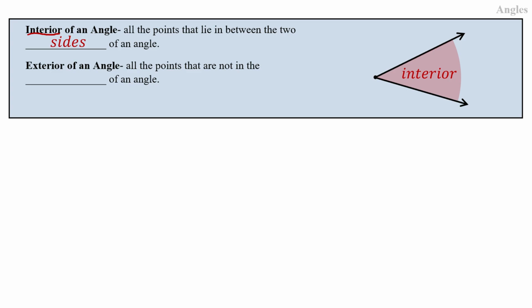And then for the next definition, exterior. Well, exterior just means outside. The exterior of an angle is all the points that are not in the interior of the angle. So basically everything on the outside over here, all that blue part, is the exterior of the angle.